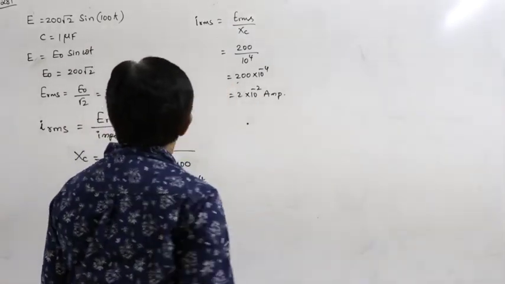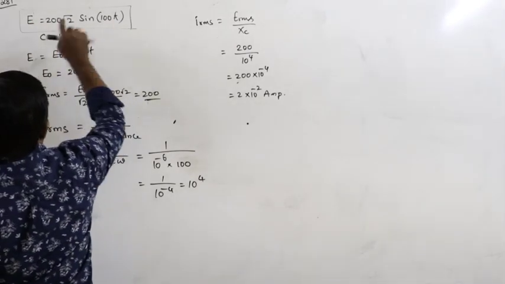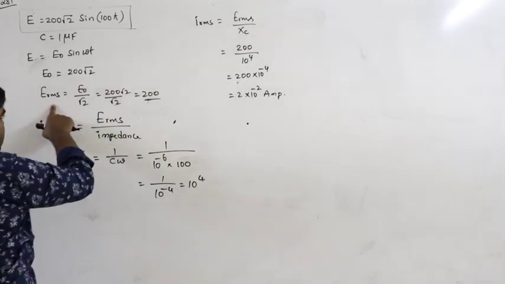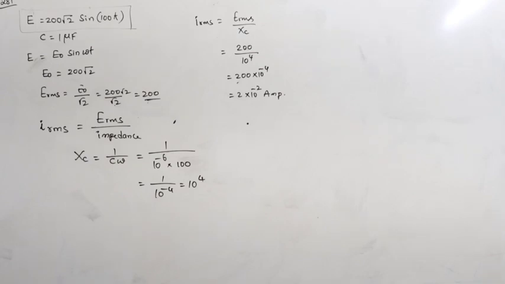So this is the way to do the problem. The given condition is E is equals to E naught sin omega t. E naught is nothing but peak value. From that we have to calculate RMS, E naught by root 2.